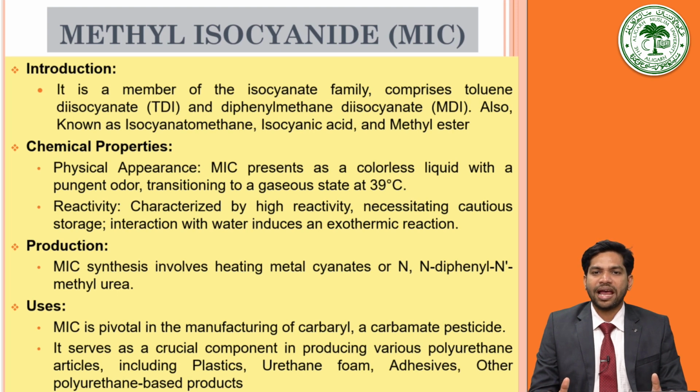Methyl isocyanide has various industrial applications. It is pivotal in the manufacturing of carbaryl, a carbamate pesticide. It serves as a crucial component in producing various polyurethane articles, including plastics, urethane foam, adhesives, and other polyurethane-based products. It requires meticulous handling and storage due to its reactivity. It is always advised to address the potential hazards associated with methyl isocyanide exposure and advocate for stringent safety measures among the workers.